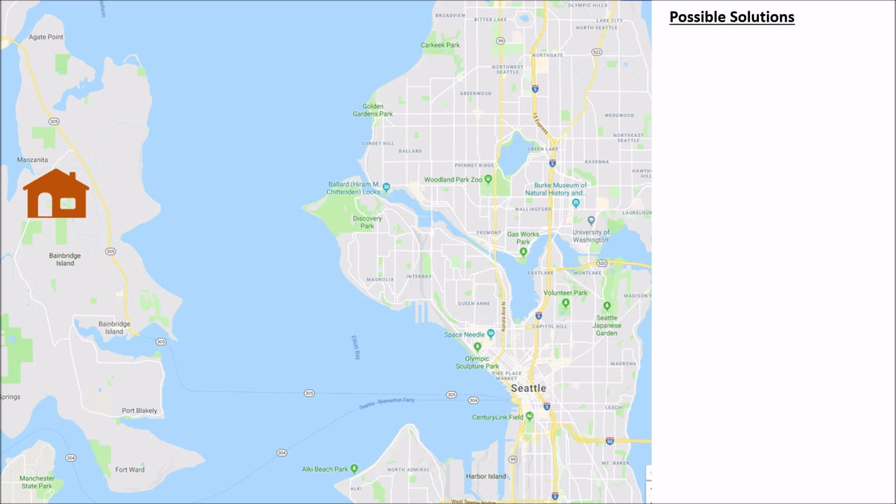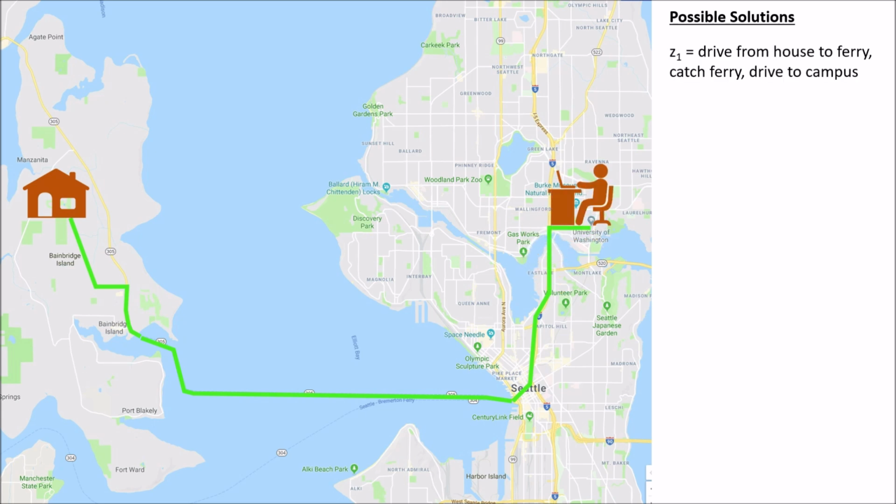Now, luckily for me, the state of Washington operates the largest ferry system in the United States, so one option is I can just drive from my house down to the ferry terminal, put my car on a ferry boat, go across the Sound, and when I get to Seattle, just drive the rest of the way up to the University of Washington. So let's call this solution maybe Z1, where I drive from my house to the ferry, catch the ferry, and then drive to campus.